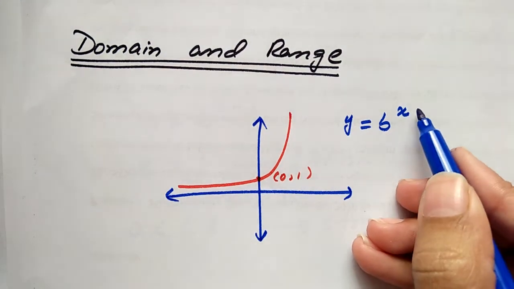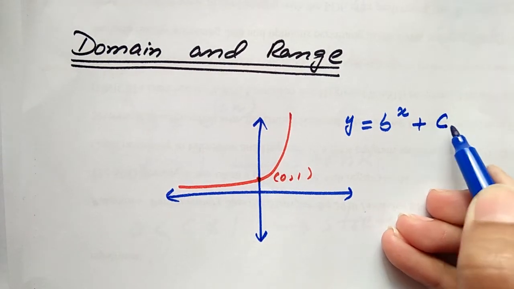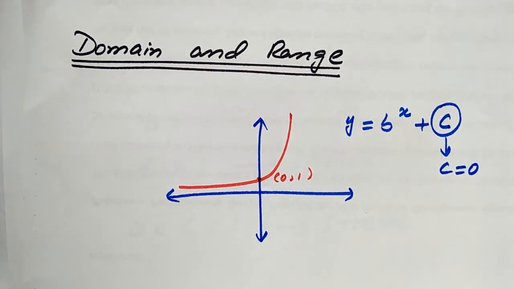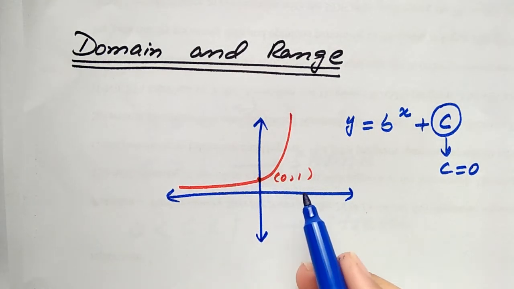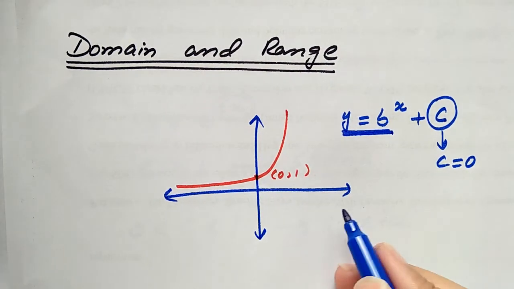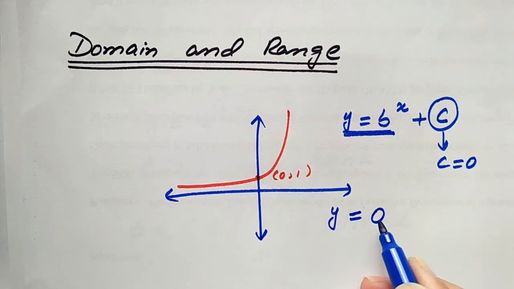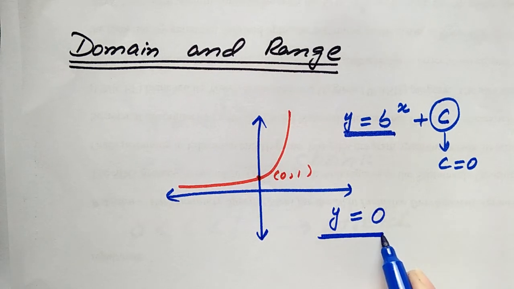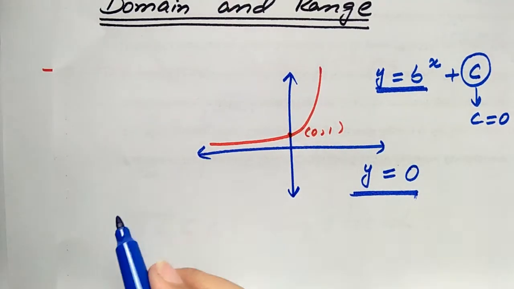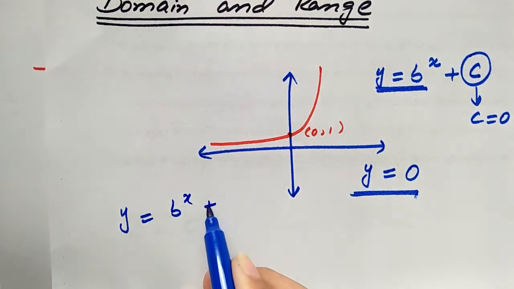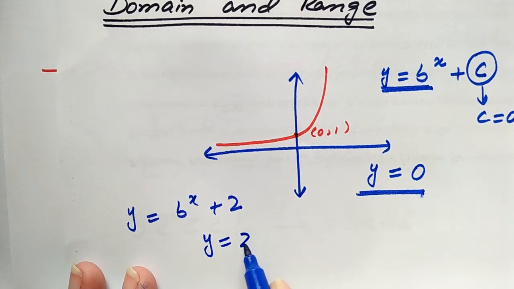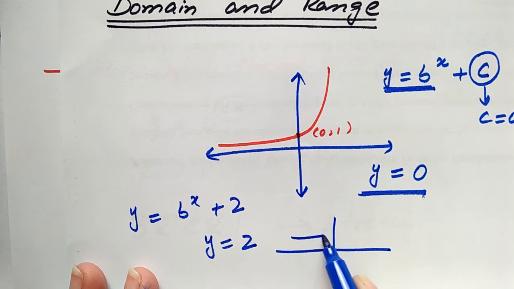Y equals b raised to power x plus c. This c is basically 0 here. So the asymptote for this graph y equals b raised to power x is y equals 0. This is the horizontal asymptote for this graph. And if I have y equals b raised to power x plus 2, then my horizontal asymptote will be y equals 2, and its graph will be this.